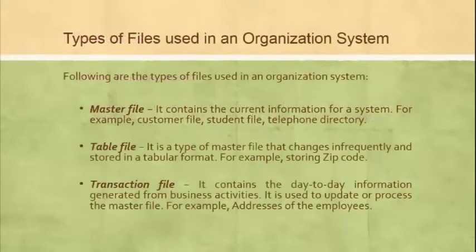Following are the different types of files used in an organization system. So we have the master file. It contains the current information for a system. For example, we have the customer file, student file, telephone directory. Next, we have the table file. It is a type of master file that changes infrequently and is stored in a tabular format. For example, storing zip codes.